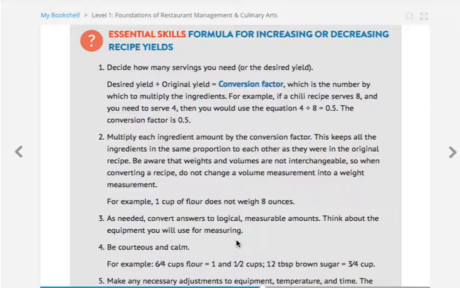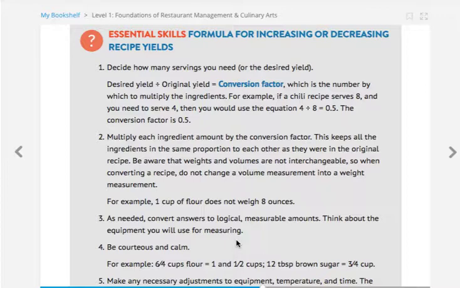We'll look at the conversion formula to change the yield. This one is for increasing or decreasing. You decide how many servings you need, or what your desired yield is. You take your desired yield, divide by the original yield, and you will get what's called your conversion factor. This is a number that you multiply the ingredients by. For example, using an example in our textbook, if a chili recipe serves 8 and you need to serve 4, then you take the equation 4, your desired new yield, divided by 8 equals 0.5. So your conversion factor is 0.5. Then you multiply each ingredient by that conversion factor.